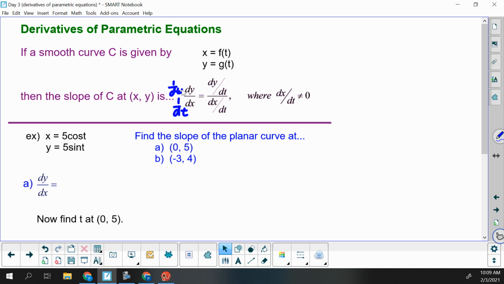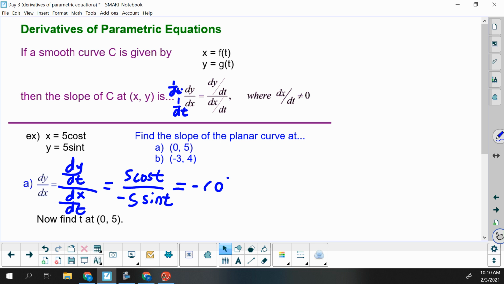Well, first we need to do our derivative. dy over dx is really dy over dt over dx over dt. So our y was 5 sine t. Sine's derivative is cos, so we'll have 5 cos t. X was 5 cos t. Its derivative is negative sine, so we'll have negative 5 sine t. And if we neaten this up, a cos over a sine is a cotangent, and we'd have a negative, so we'll have negative cotangent t.